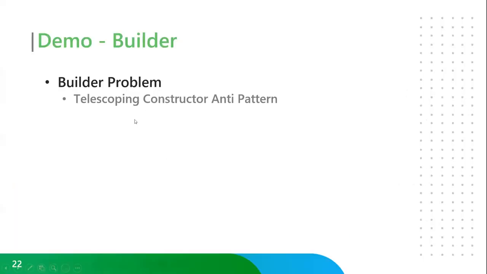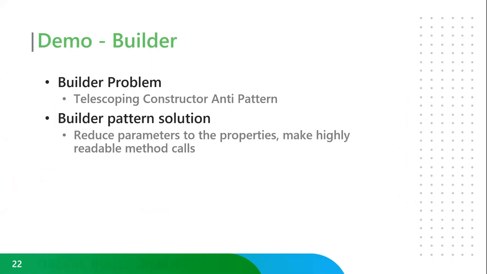So we saw in the builder pattern, there is a problem of telescoping constructor anti-pattern, which is related to having multiple parameters when we construct any object. And we can solve this by reducing the parameters to properties. We are essentially making it highly readable method calls. And it's very useful for any software developer to scale that class or application moving forward.